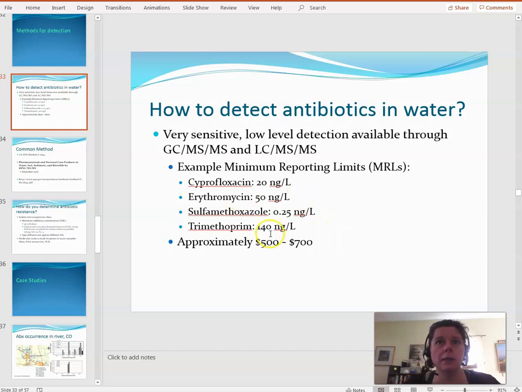So the cost of some of these things is about $500 to $700 per sample to run. So if you want to run this, it's very expensive. It's a very time-consuming methodology to do this. And so some of these, you're getting down to nanograms in the water per liter. So you can detect pretty low concentrations, but it can be very, very expensive.